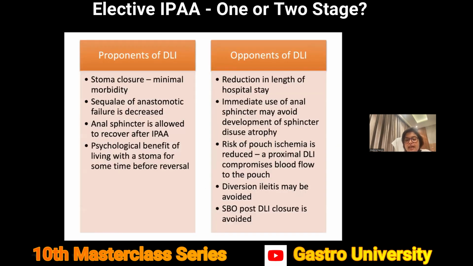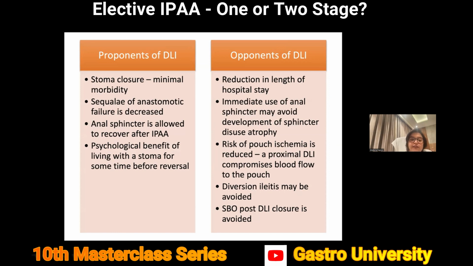But let's understand why we want to avoid a diverting stoma. So there are some surgeons or some groups who will support the presence of a diversion stoma with the pouch. That is, if you do a stoma, you avoid a major morbidity. The consequence of an anastomotic failure or an anastomotic leak decreases. This was very well covered by Dr. Vashne. The anal sphincter is allowed to recover after a fresh surgery. So that is also supposedly beneficial.